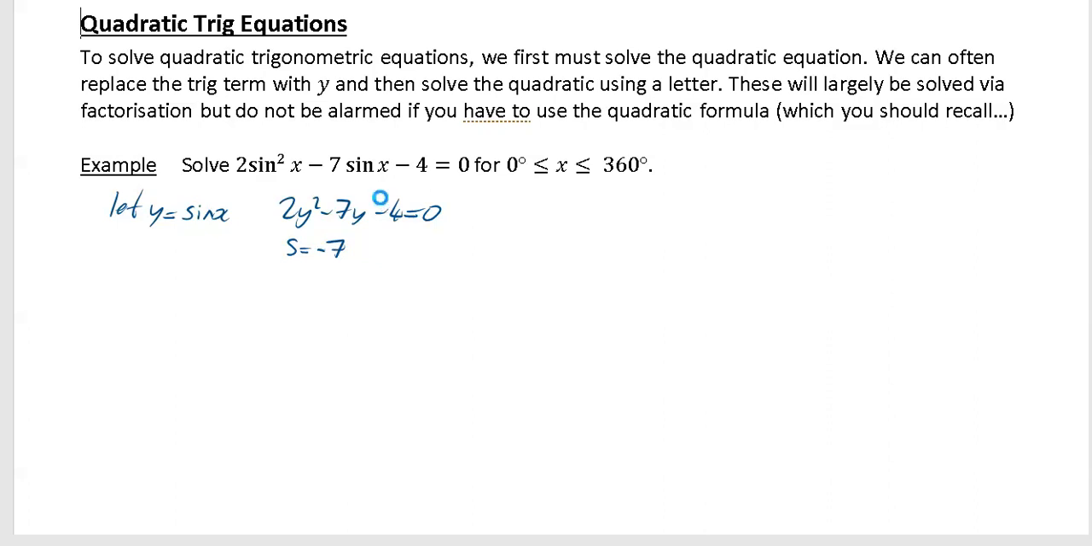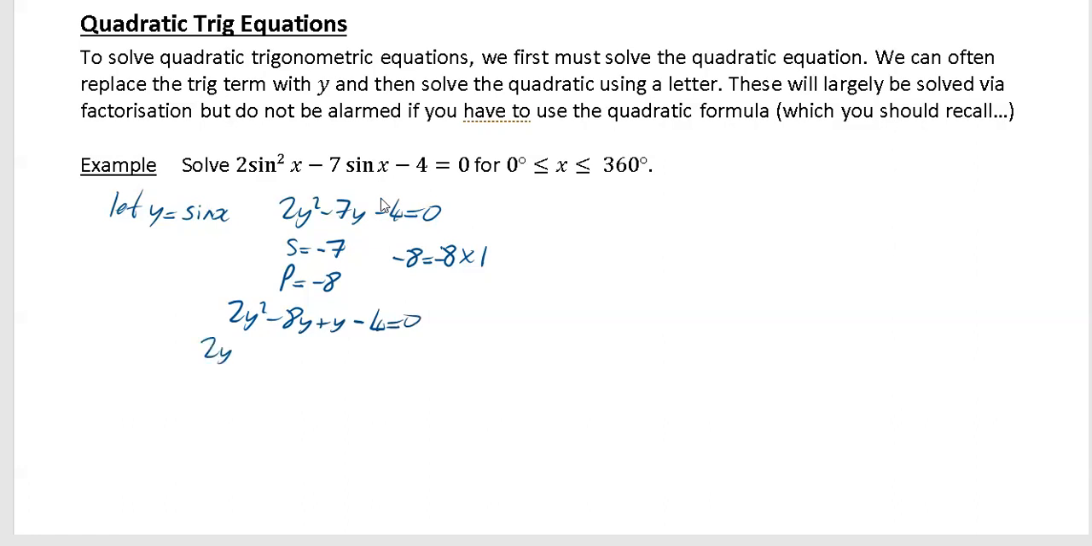Sometimes your sum and product won't work, by the way. You'll have to use your quadratic formula. But here, the sum and product will work. Because our sum is minus 7, our product is minus 8. And minus 8 is the same as minus 8 times positive 1. So we'll rewrite our equation as 2y squared minus 8y plus y minus 4 is equal to 0.